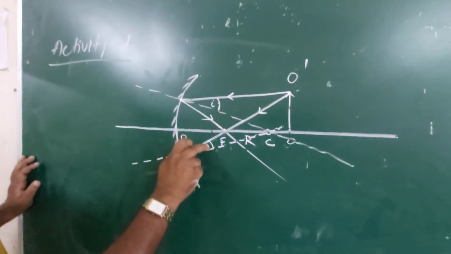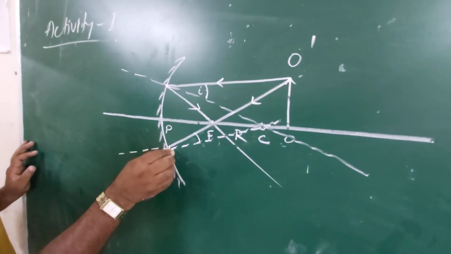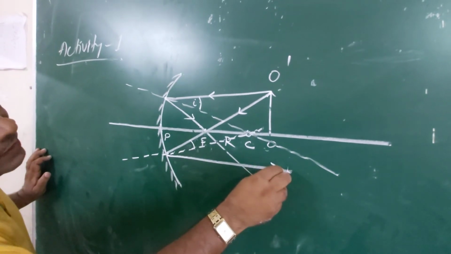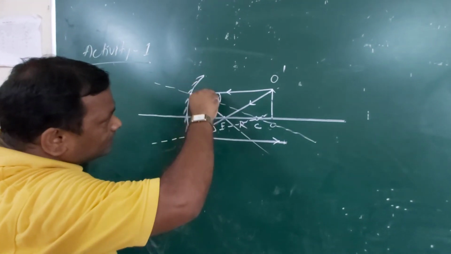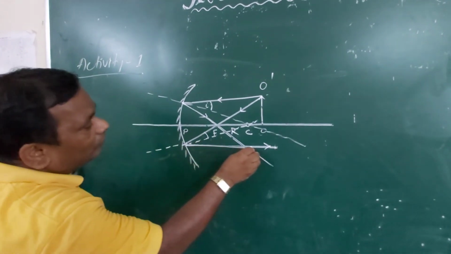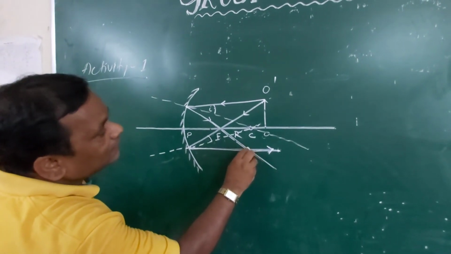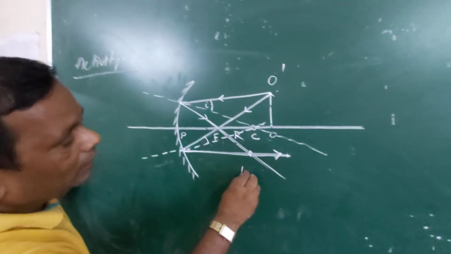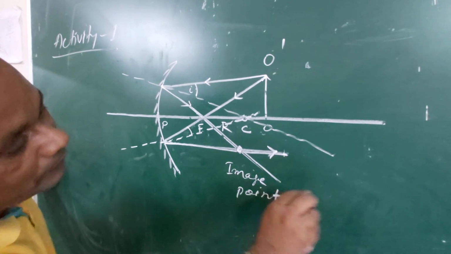So this is the angle of incidence. According to the law of reflection, angle of incidence equals angle of reflection, as you know very well. Definitely you draw the reflected light ray like this, right? Just see here, this is a reflected light ray and this is a reflected light ray. When these two reflected light rays intersect at a place, this intersecting point is called the image point.